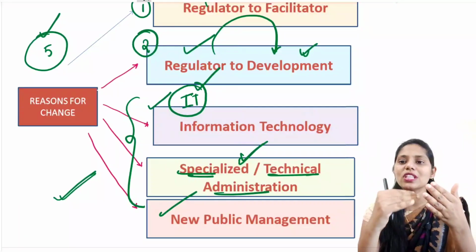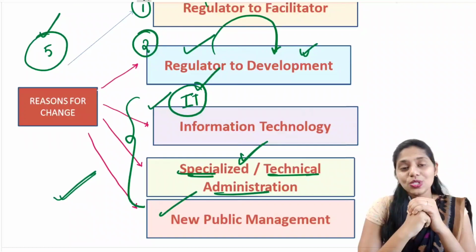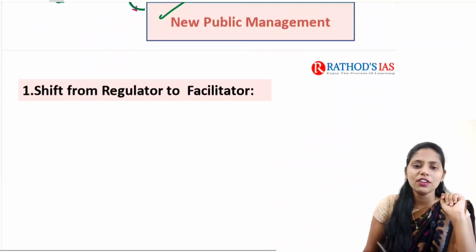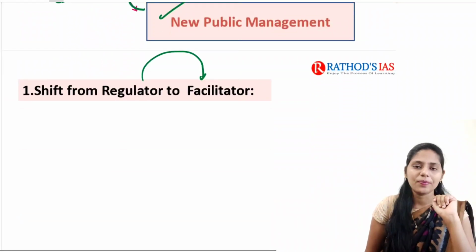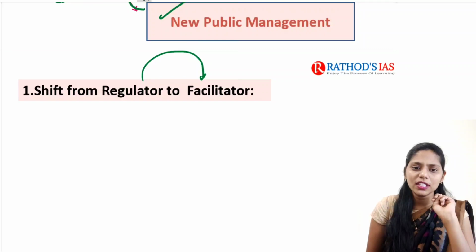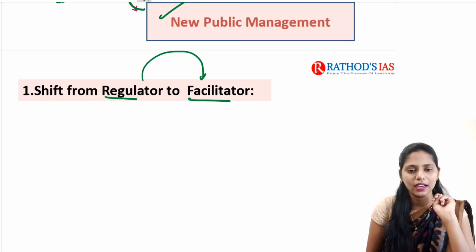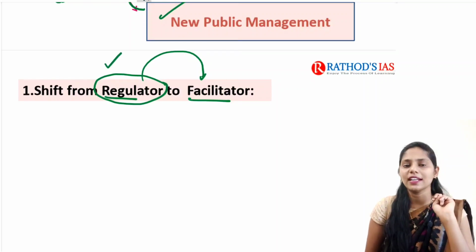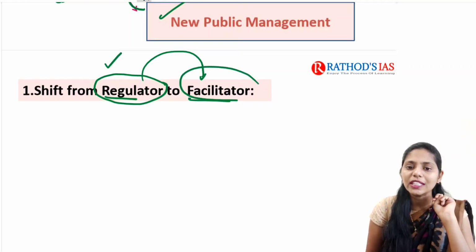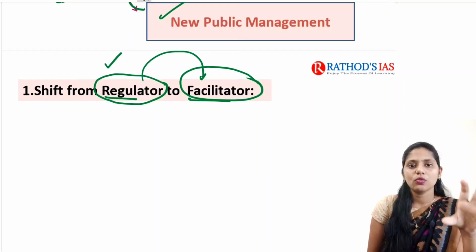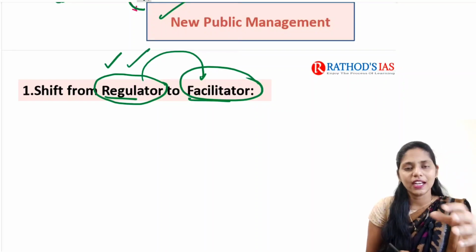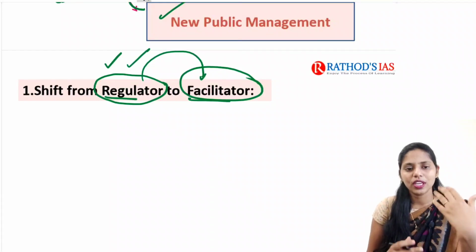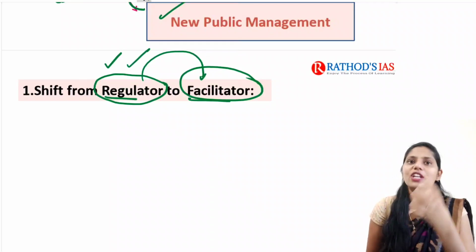Now let us see them one by one in great detail, so that you can understand the concept better. First is the shift from regulator to facilitator. There are 2 words given here, regulator and facilitator. You have to understand what is mainly done under the regulator, and what we are now doing under the facilitator. Here, what are the earlier values that were relevant, how they became irrelevant, and how we need new values. Okay, these are some important things you need to know.